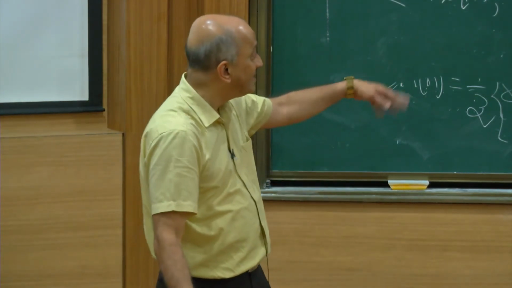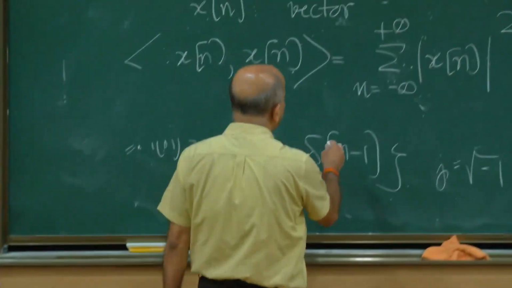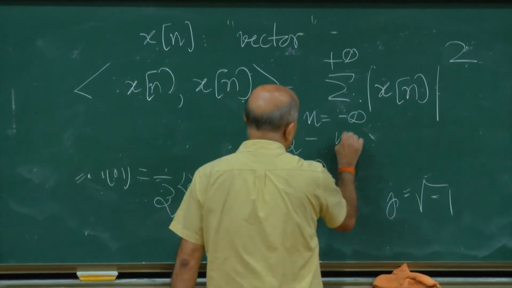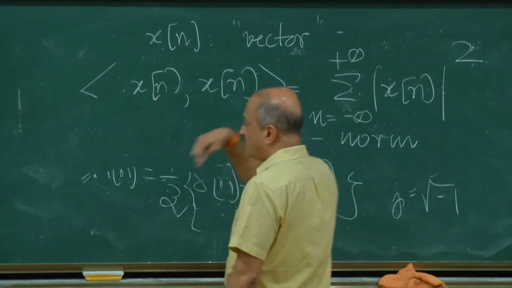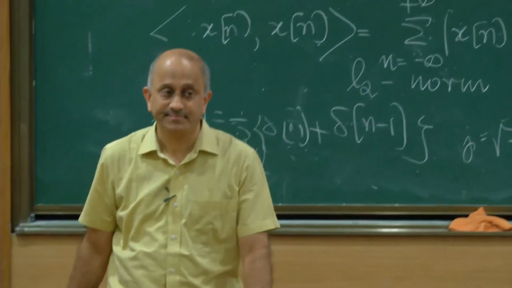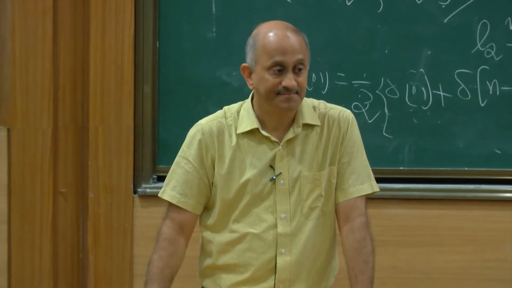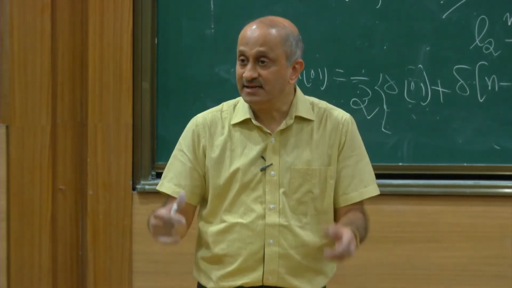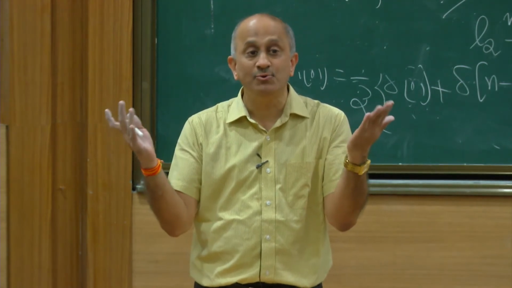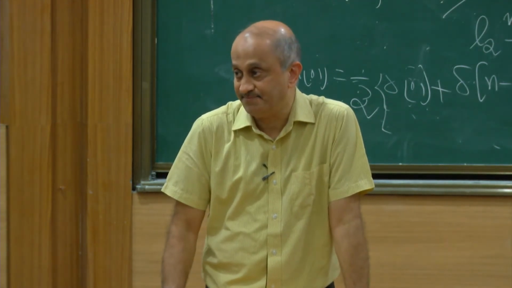So this in fact is called the 2 norm. It's the small l2 norm. It's the 2 norm of the vector, formally in linear algebra terms. What is the physical interpretation? The physical interpretation is like a magnitude squared that you associate with the vector.